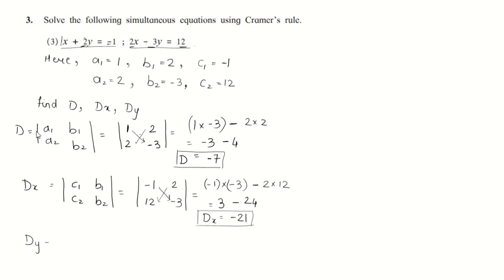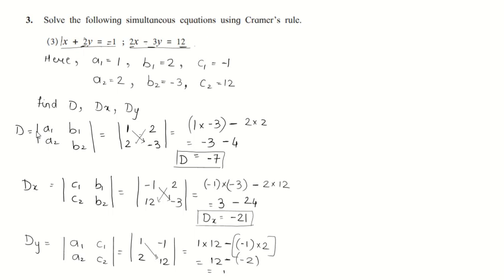Now check dy. How will we get dy? dy will be a1 a2, c1 c2. Solving further, a1 a2 is 1 and 2, c1 c2 is minus 1 and 12, which is equal to 1 into 12 minus 1 into 2. 1 into 12 is 12. This minus sign, minus 1 into 2 is minus 2. So this will be 12 plus 2 is equal to 14. This is dy is equal to 14.